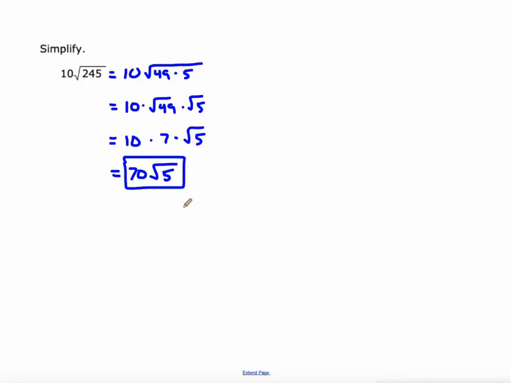And we call this simplified because that number inside the radical, the 5, doesn't have any perfect square factors. It doesn't have to be prime. It just has to be not divisible by any perfect squares like 4 and 9 and 16 and 25 and 36 and 49 and so on. Let's do this a couple more times.